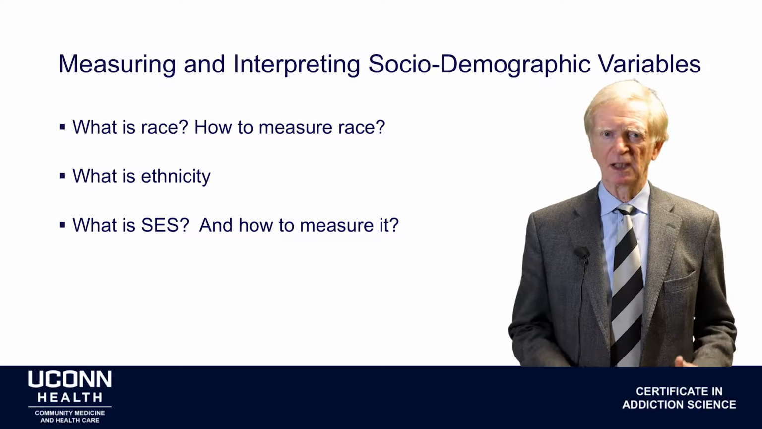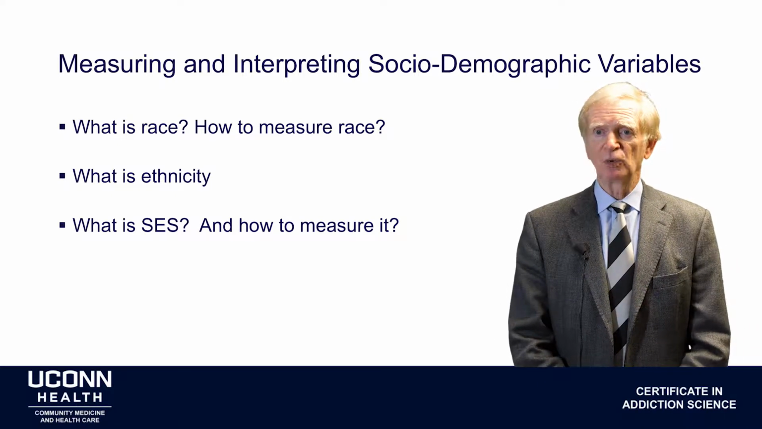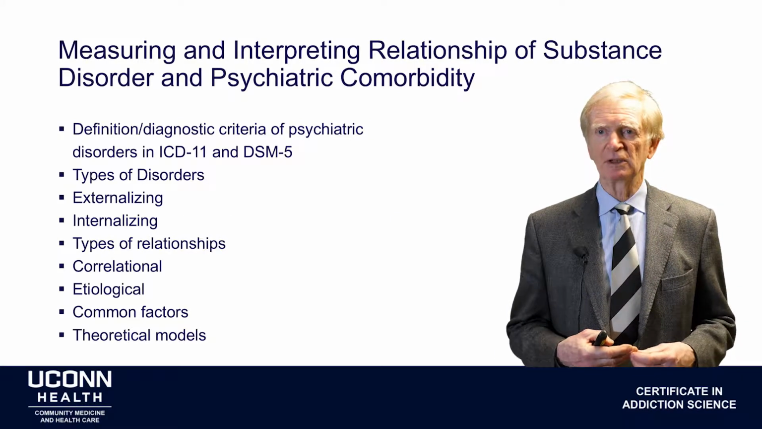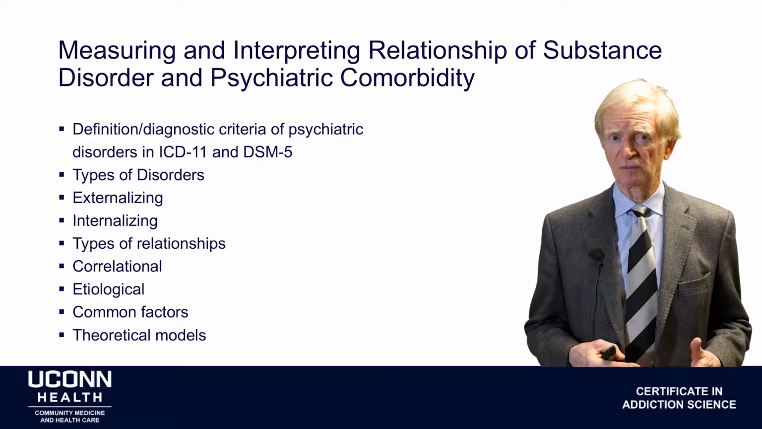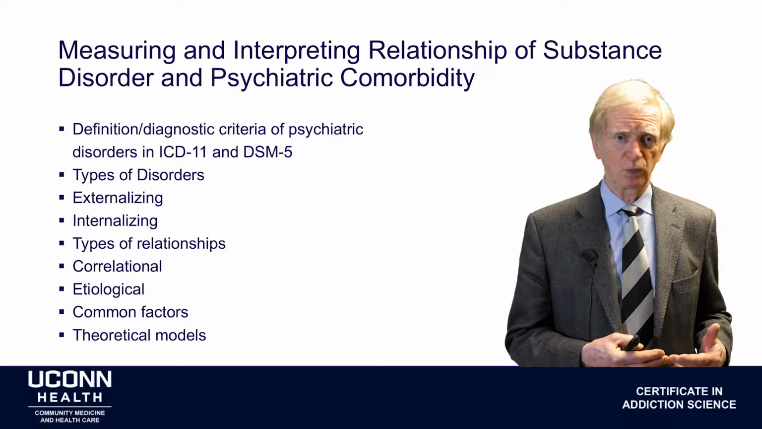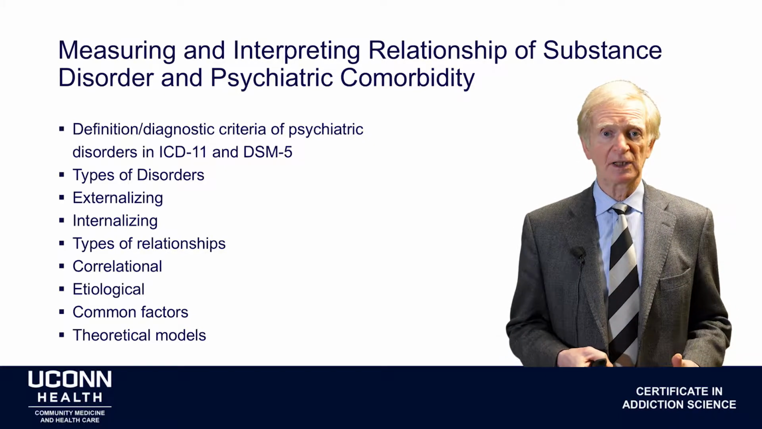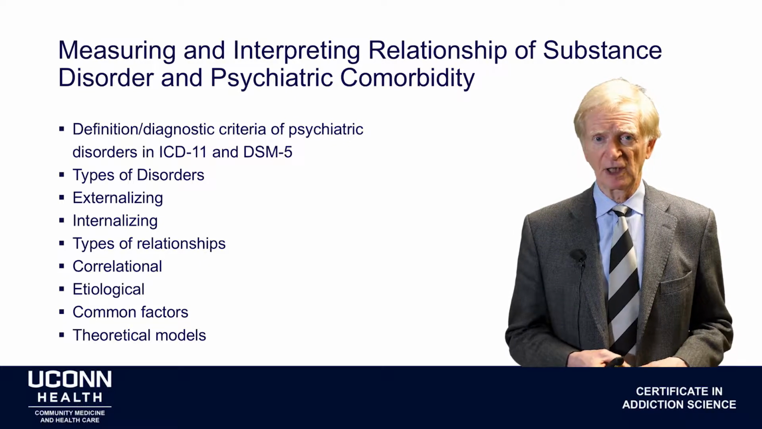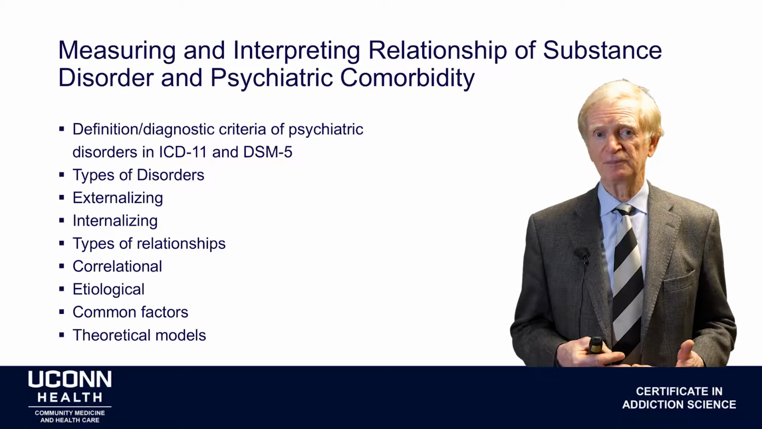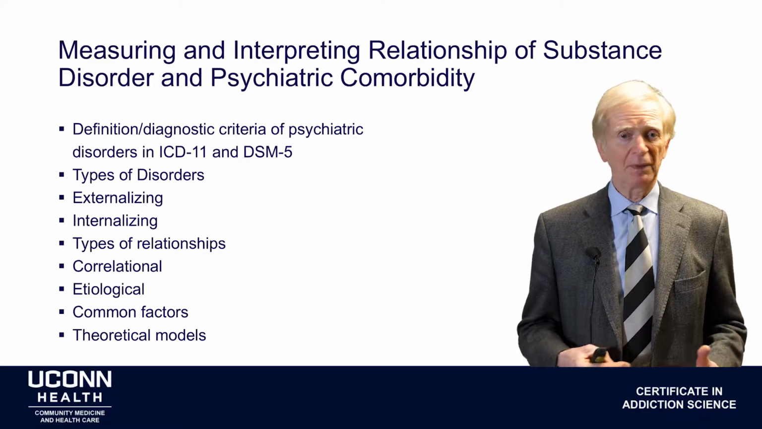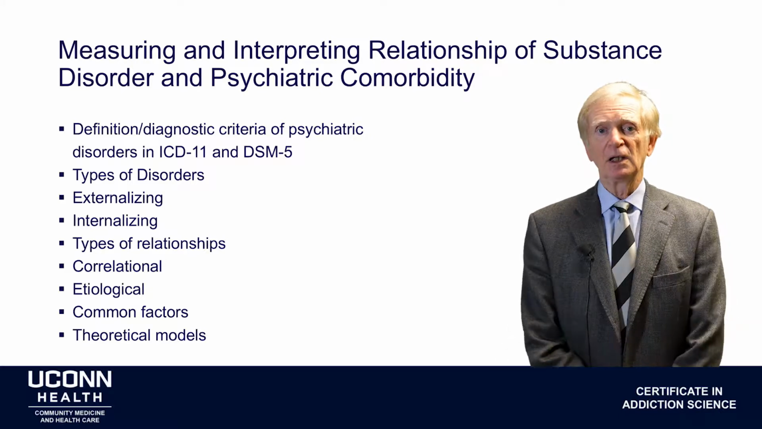And they're very important, not just as control variables, but often as explanatory factors. We've talked about measuring and interpreting psychiatric comorbidity. And we have introduced the major diagnostic systems that are used in many countries. Worldwide, it's the International Classification of Diseases, 10th revision. And in the United States, the Diagnostic and Statistical Manual of the American Psychiatric Association in its 5th revision, or DSM-5.